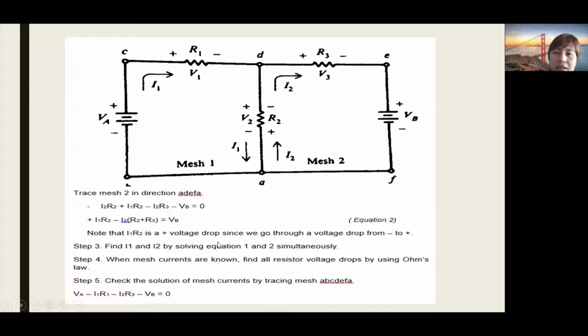So all of the elements, all of the components that are part of this mesh current. So VA, the voltage applied, minus I1 R1 minus I2 R3 minus VB is equal to 0. So how is this? Let's see.